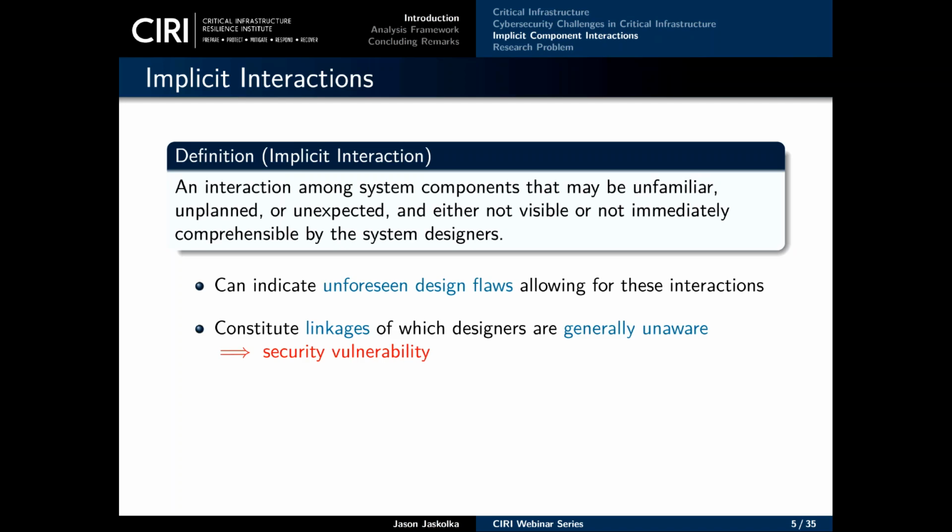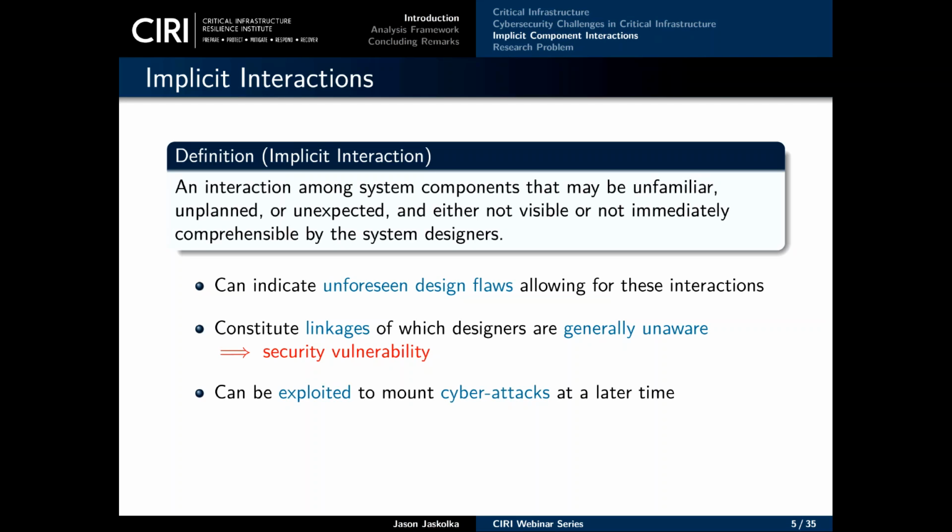What an implicit interaction does is it constitutes a linkage of which designers are generally unaware. And this, by definition, gives us a security vulnerability. This means that there is a part of our system that we don't know how it behaves. This is really due to the fact that the systems that we're building these days are so large and so complex that you just can't, as a human being, understand all of the possible ways in which all of the possible components can interact with each other. So the problem is, once you have these kinds of interactions in your system, they lay themselves open to be exploited by cyber attackers at later times.